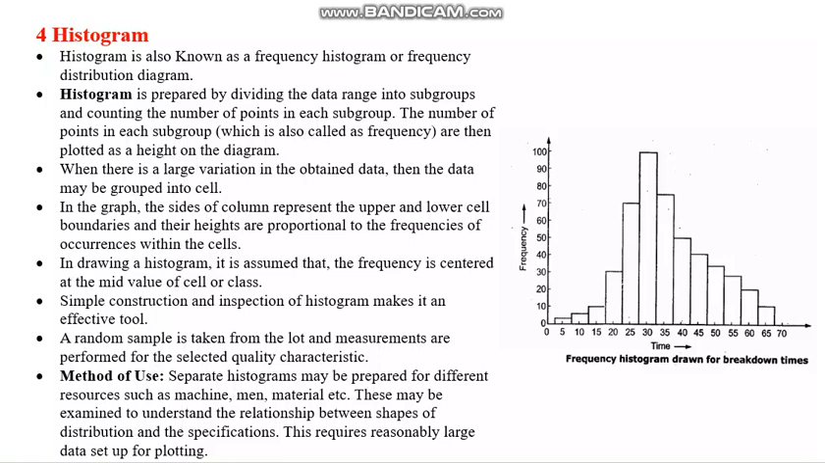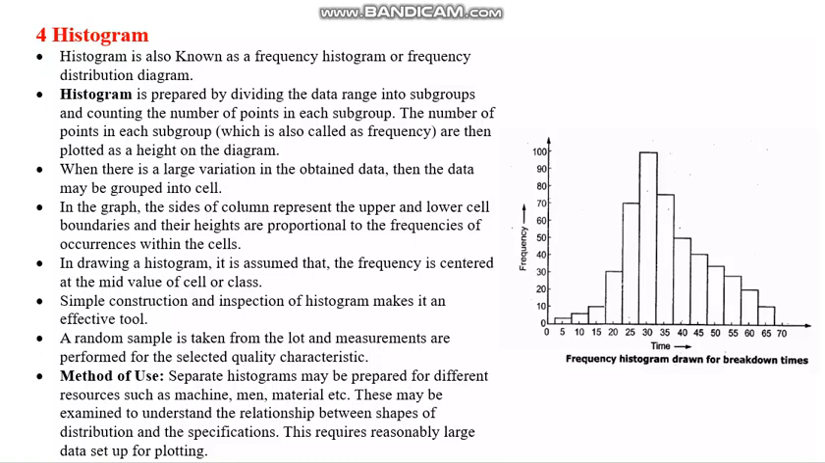The greater the frequency, the more height will be there for that class. When there is a large variation in the obtained data, the data may be grouped into cells. In the graph, the sides of the column represent the upper and lower boundaries of the subgroup or the class, and their heights show the frequencies of occurrences.